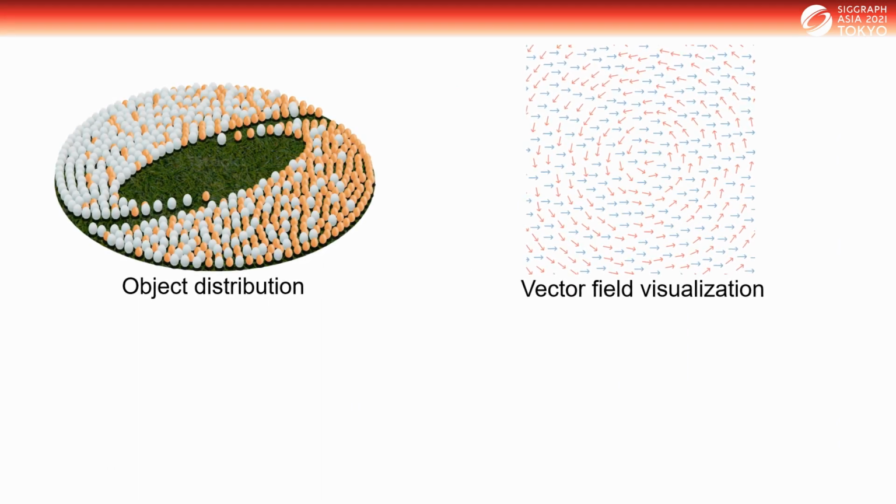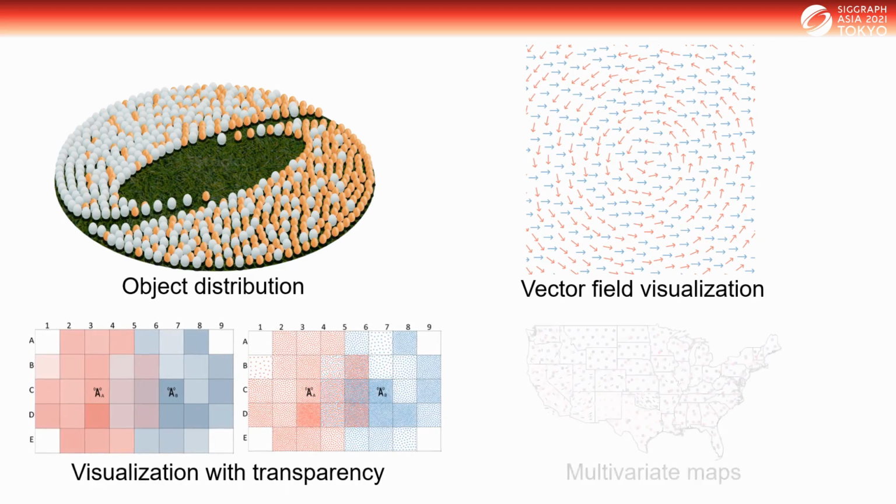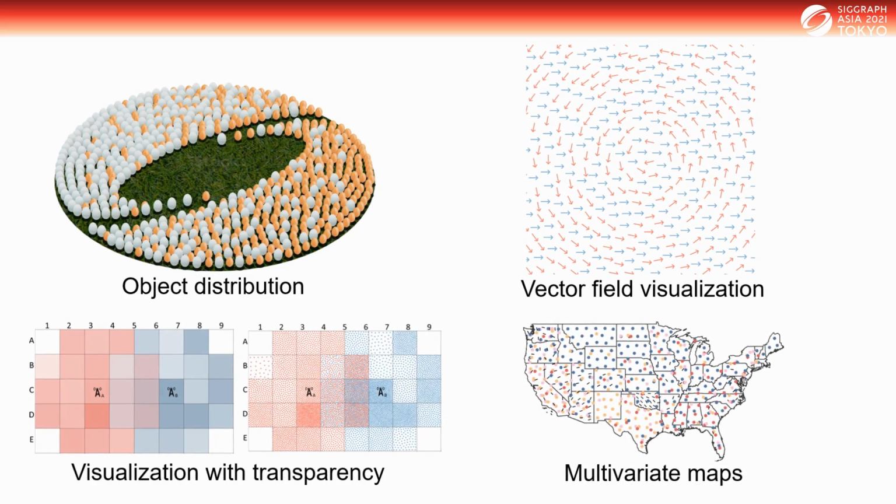Our MLBG can be used in many applications, such as object distribution, vector field visualization, visualization with transparency, and multivariate demographic map. Thank you.